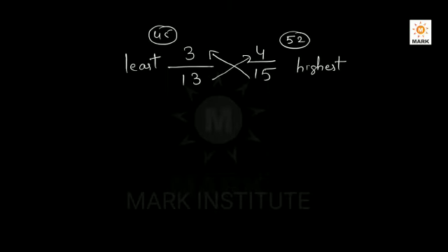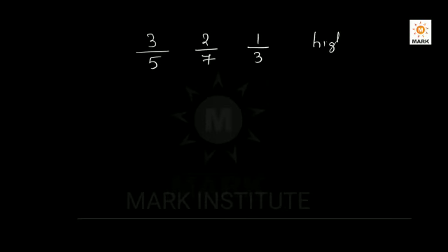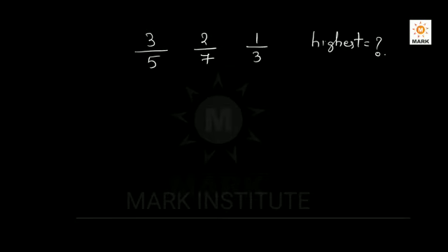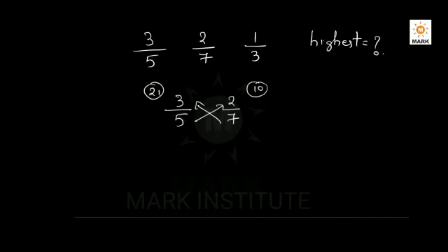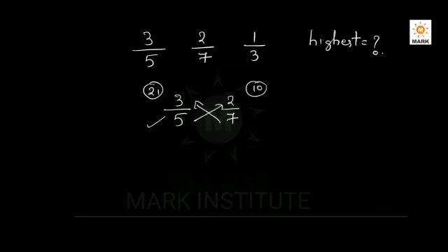Now suppose in an exam a question was asked like this: 3 by 5, 2 by 7 and 1 by 3, which is highest of these three? Very simple. Out of the three you can take any two first. I am taking 3 by 5 and 2 by 7. 5 twos are 10, 7 threes are 21. That means 3 by 5 is the highest of these two. Since we need the highest, I am eliminating the least, so I am taking this one.